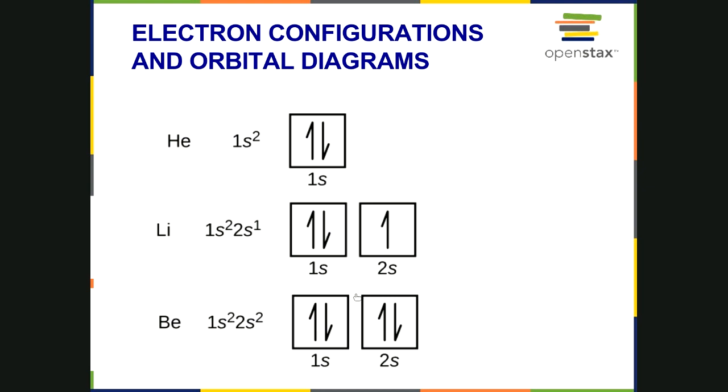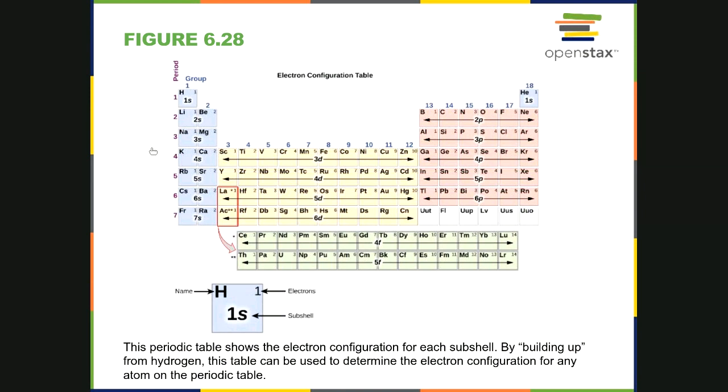For beryllium, which is the next element, let's go back to that periodic table. Beryllium is right here, Be. So I go through the 1s, put the two electrons there, and I go through and complete the 2s sublevel. So I have two electrons in the 2s.